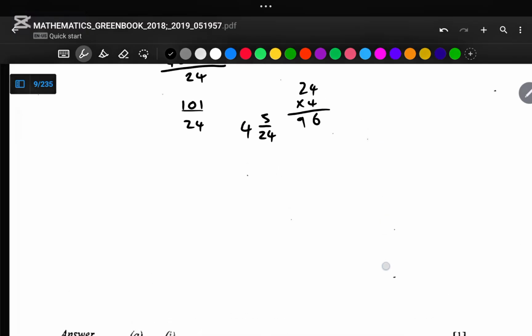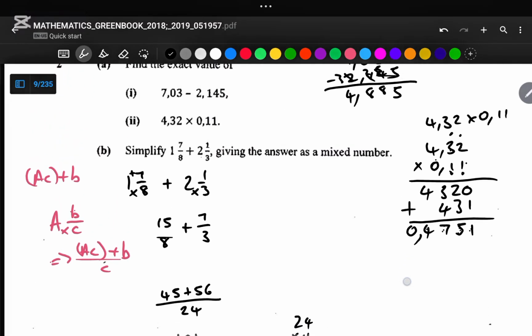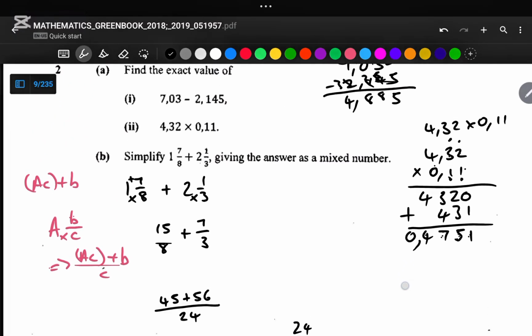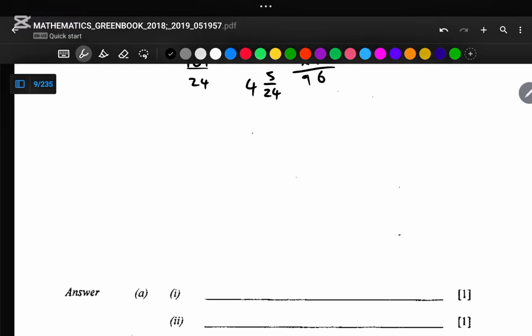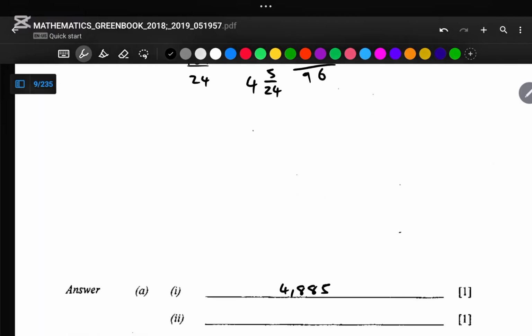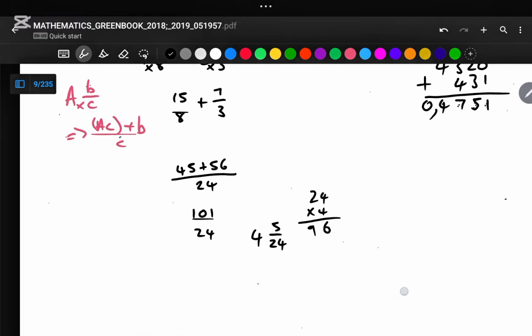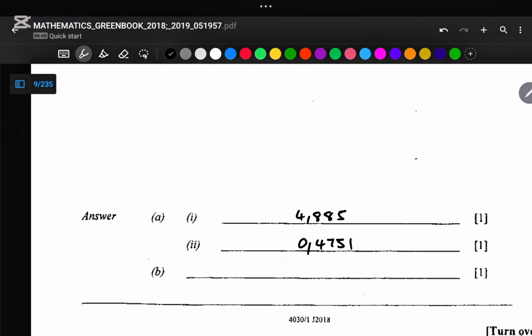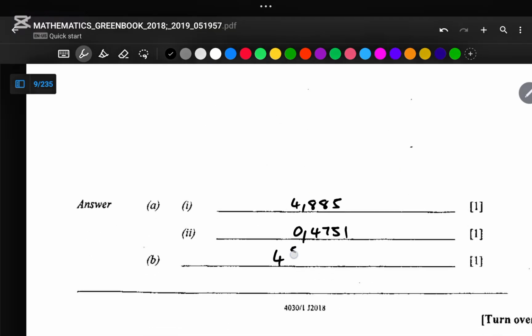So we can write our answers here. In our first answer, it was 4.885. So it is 4.885 for the first part, and then for the second part, it is 0.4751, and then the last part, it is 5/24. That is our final answer.